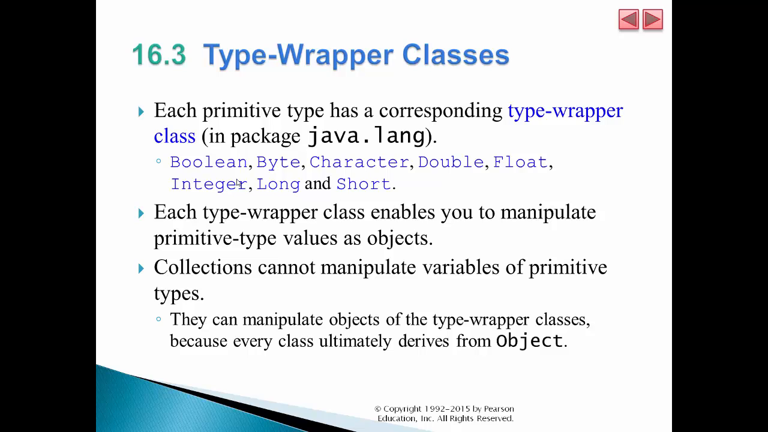And because we know that objects are stored as references in Java, we can now use these objects to create particular collections, particular data structures, which use references to implement the logic behind them. Okay, so for each primitive data type, we have an object representation of it, and these primitive data types represented as objects are called type wrapper classes. Right?